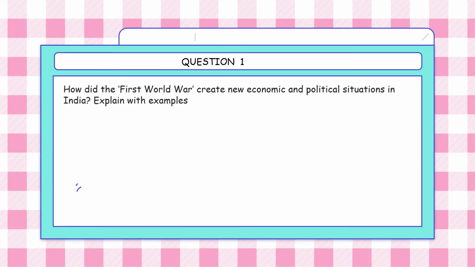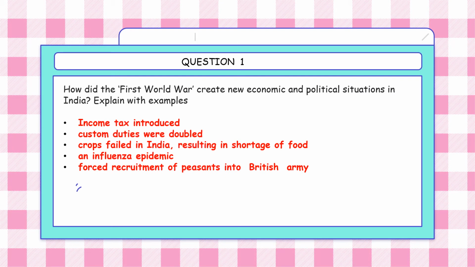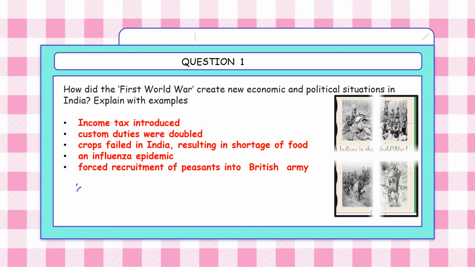Now, let's see the first question. How did the First World War create a new economic and political situation in India? Explain with examples. This is a very common question which is usually asked in the board. So what are the key points for this question, children? 5 key points. Number 1, income tax introduced. Number 2, customs duty was doubled. Number 3, crops failed which resulted in food shortage. Number 4, an influenza epidemic. And the last one, forced recruitment of peasants into the British Army.